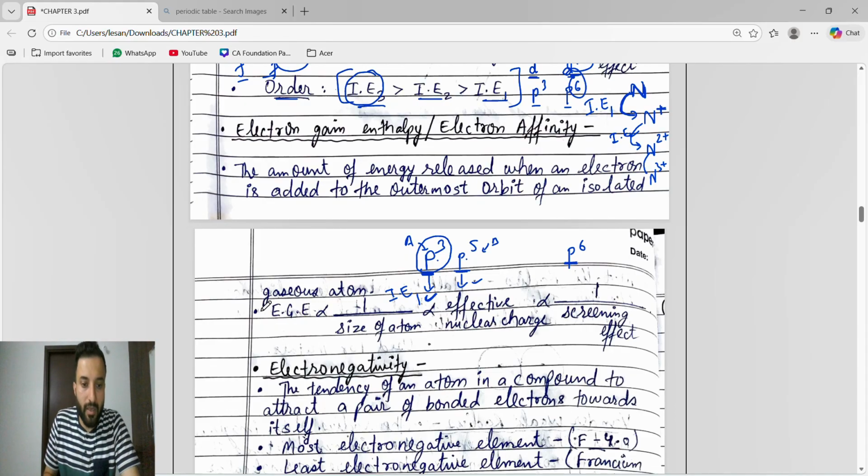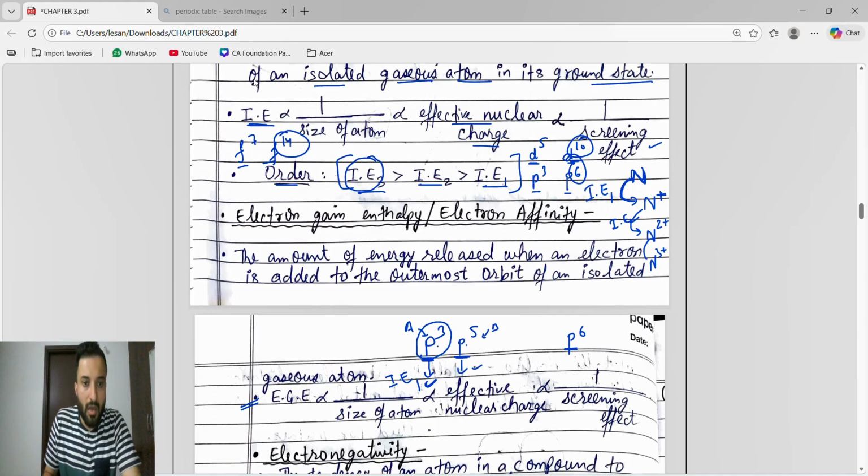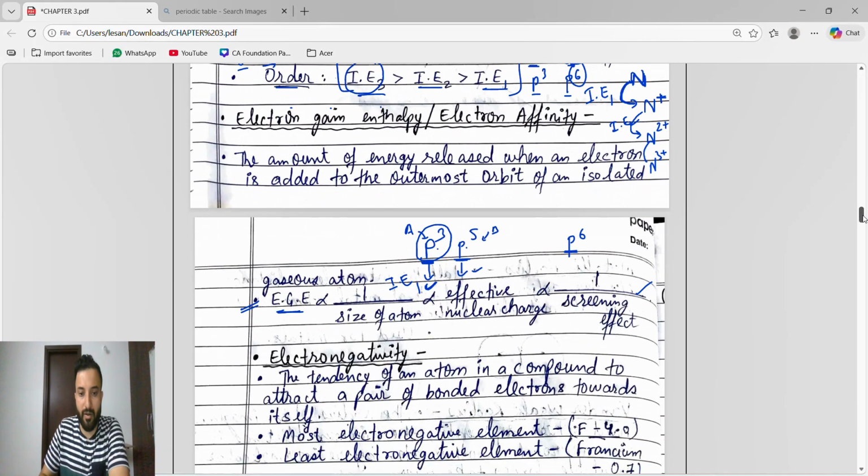So it's the same as this. Ionization enthalpy is inversely proportional to size of atom. Same, electron gain enthalpy is also inversely proportional to size of atom. Ionization enthalpy is directly proportional to effective nuclear charge, and electron gain enthalpy is also directly proportional to effective nuclear charge. Ionization enthalpy is inversely proportional to screening effect, and electron gain enthalpy is also inversely proportional to screening effect. Both have the same trend.